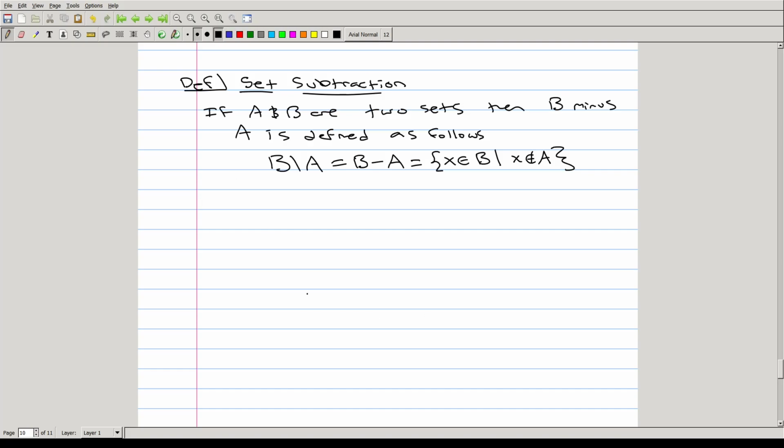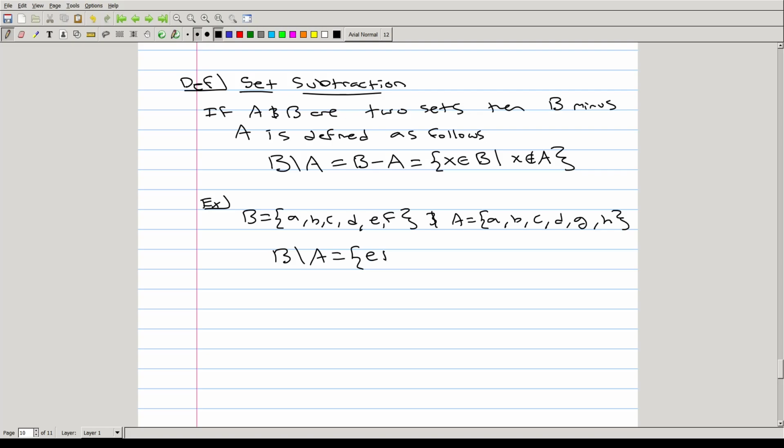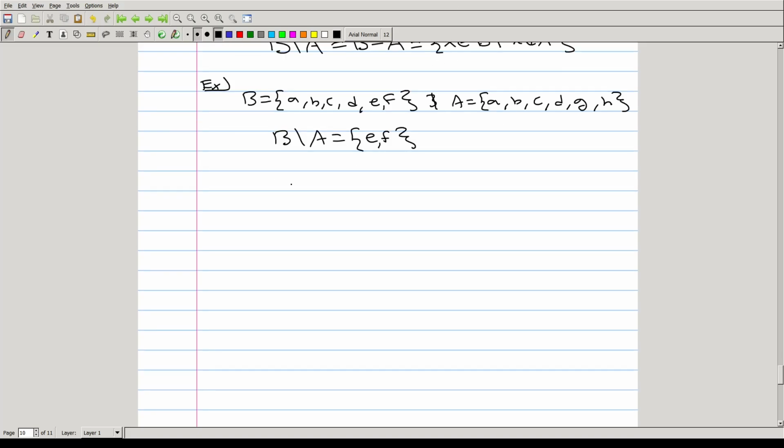And we can directly see, I guess we'll do an example. If B is the set {a, b, c, d, e, f} and A is the set {a, b, c, d, g, h}, then B minus A is just the set {e, f}. It's everything that's contained in B but not contained in A. That's e and f. It's a very good example.